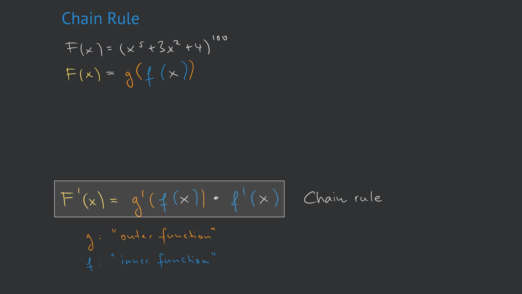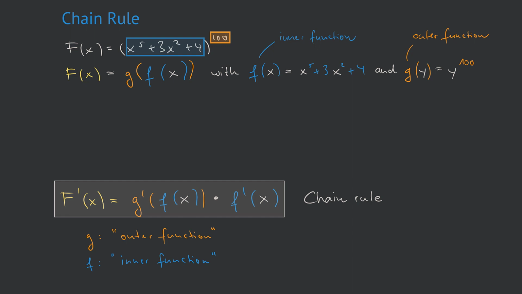In this case, it is easy to see that f, the inner function, is the expression in the brackets, and that g, the outer function, takes it to the power of 100. We can therefore write this. For both the inner and the outer function, we now determine the respective derivatives. So the derivative f prime of x is 5 times x to the power of 4 plus 6x, and the derivative g prime of y is 100 times y to the power of 99.